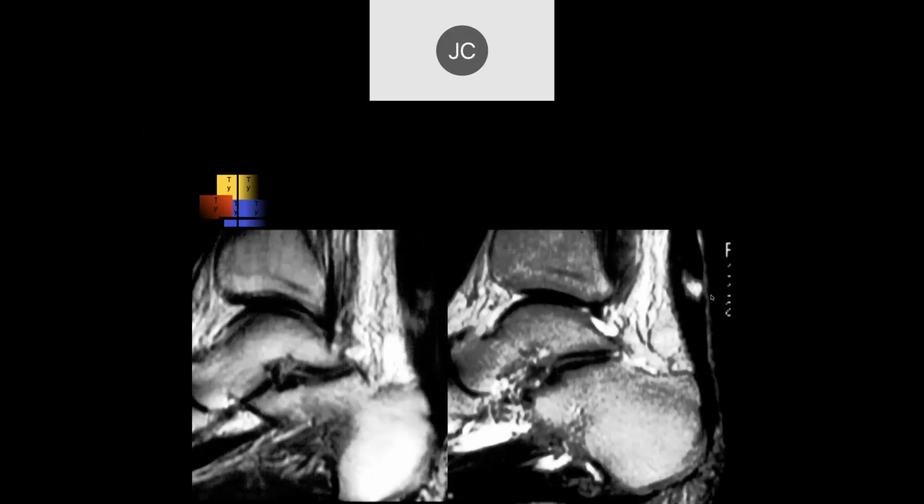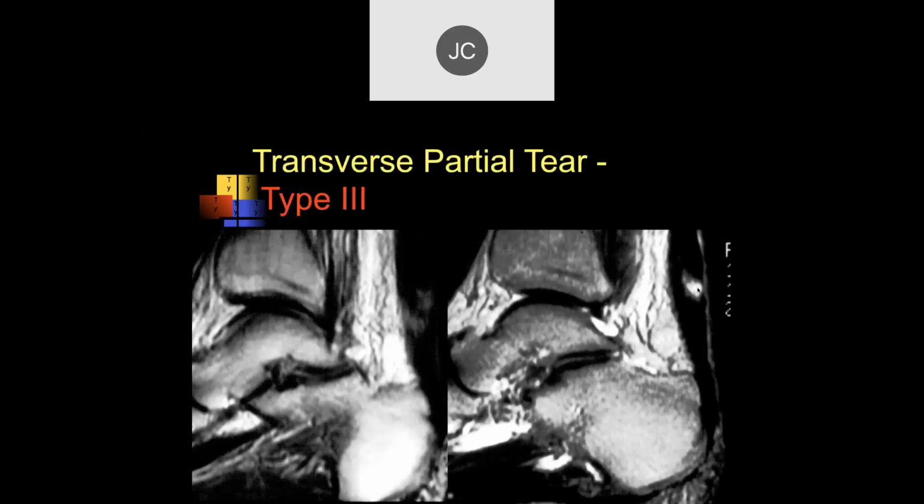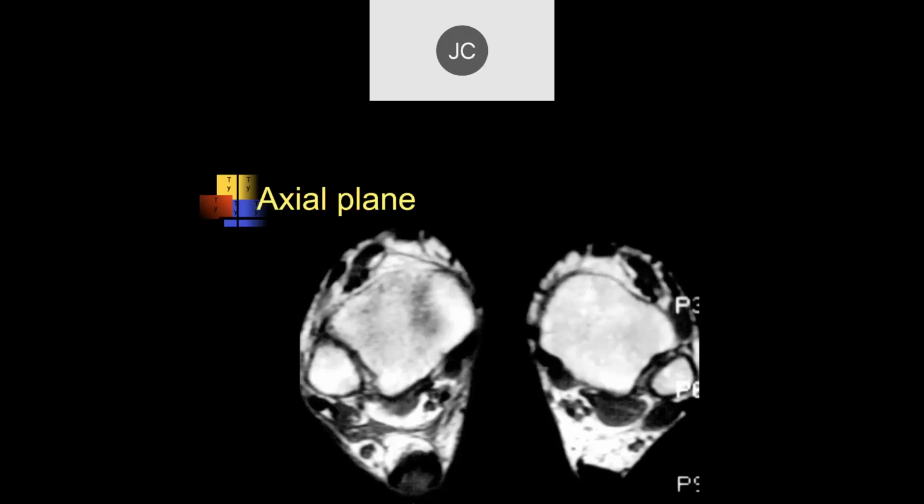Type 3 disease in the Weinstein classification would be a partial tear going across the fibers, not longitudinal with the fibers, but across the fibers as we see here. Here's the sagittal images, and this is a partial tear. Go to the axial images, this is what the normal tendon should look like, and here's the partial tear with increased signal intensity. Generally, when you have tendinosis or partial tearing of the Achilles tendon, instead of having a flat or comma-shaped appearance, you have an abnormally rounded appearance to the Achilles tendon.